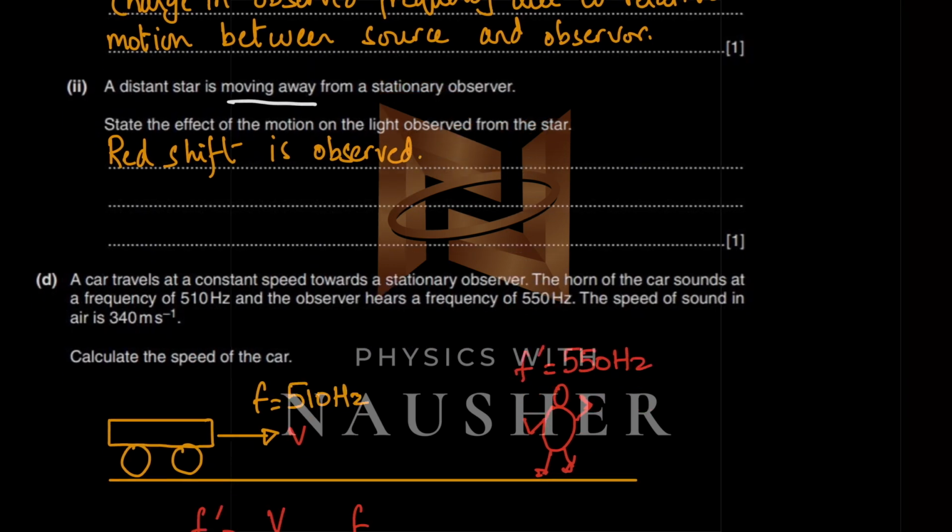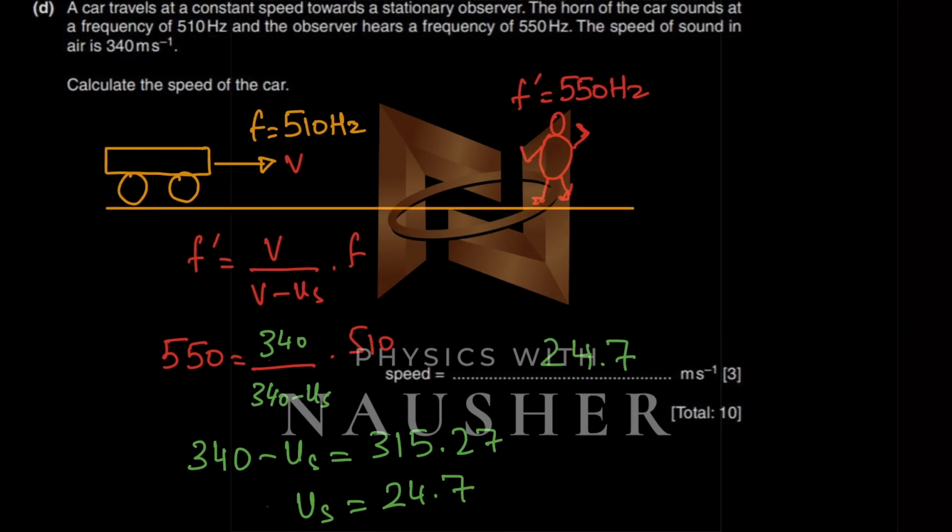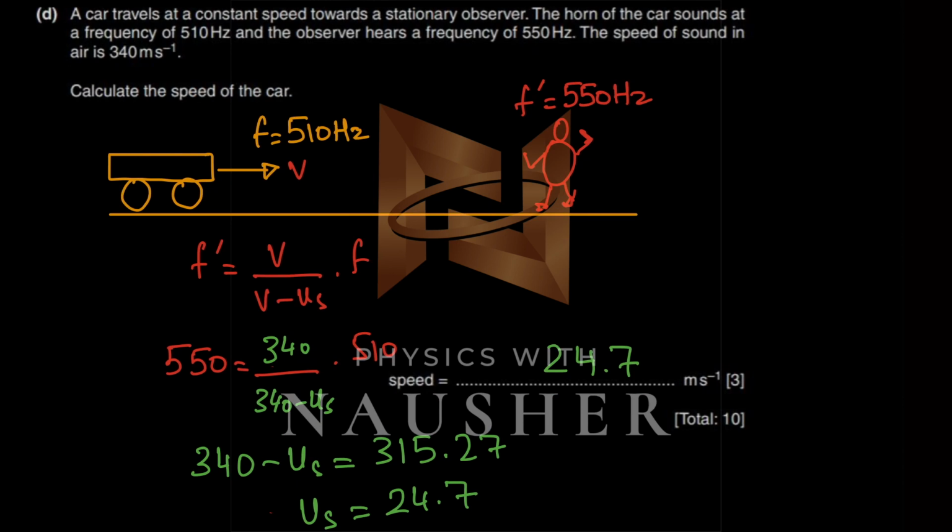Now, they're saying a car travels at a constant speed towards a stationary observer. The horn of the car is emitting a frequency of 510 hertz. But the observer observes 550 hertz. What is the speed of the car? You're moving towards. So the formula that you have to use is F dash is equal to V over V minus US into F. When you're moving towards, the frequency should be more.